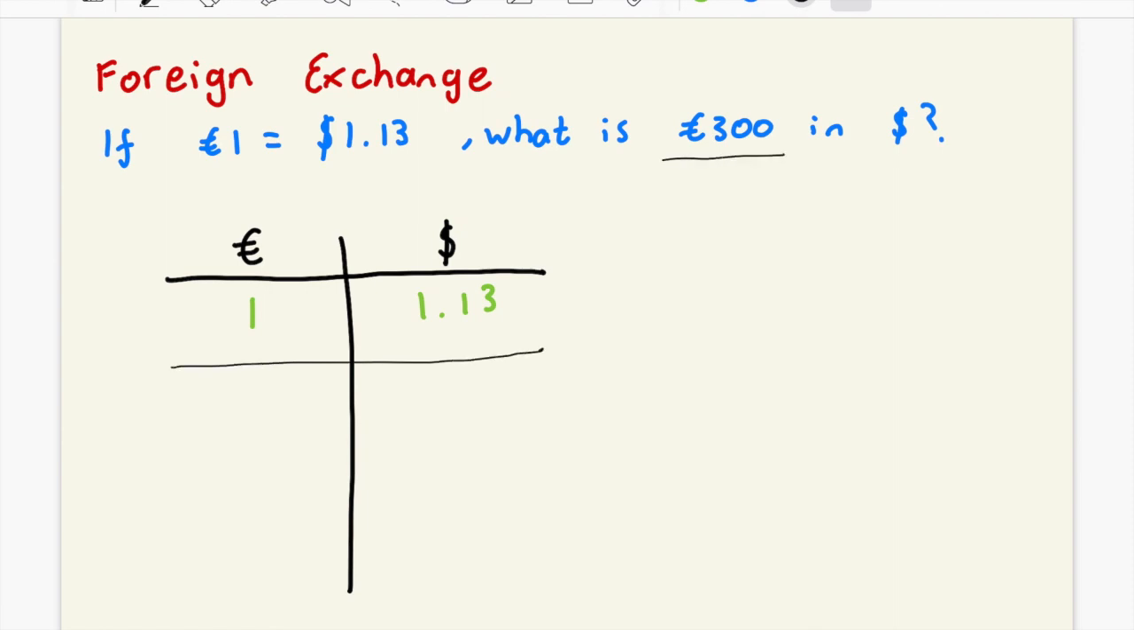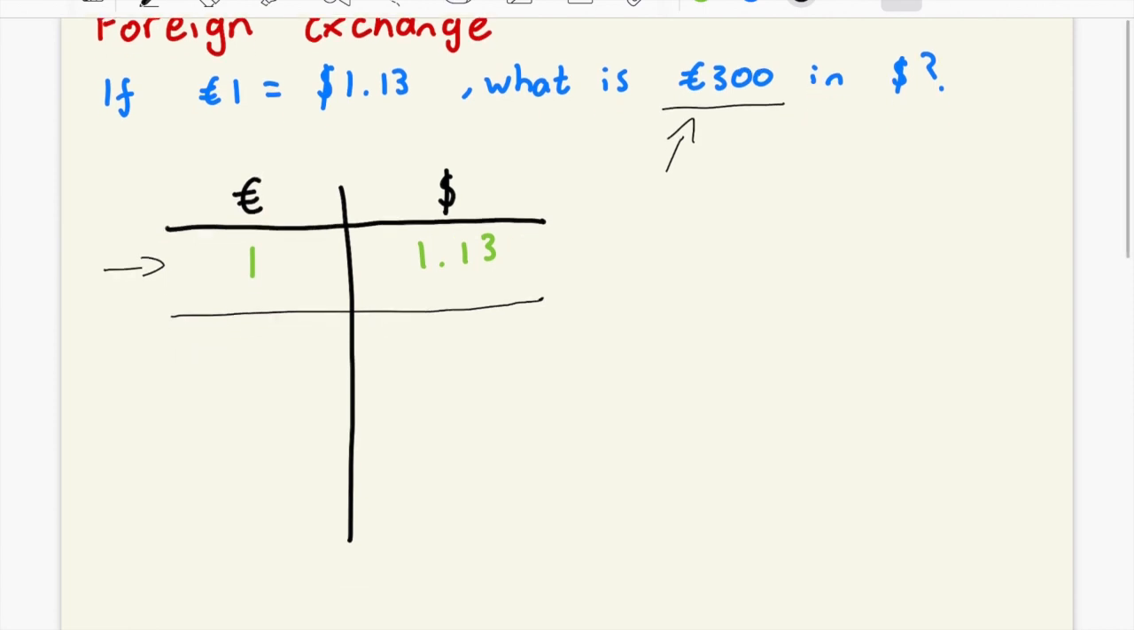So when you are doing currency exchange like this, the thing that you need to check is that in this exchange rate, you need to have the 1 on the same side as the value that you've been given. So we have the 1 on the euro side, and the value we've been given, 300, is also in euro. So that's fine. So we can continue on with that. So we fill in our €300 on the euro side.